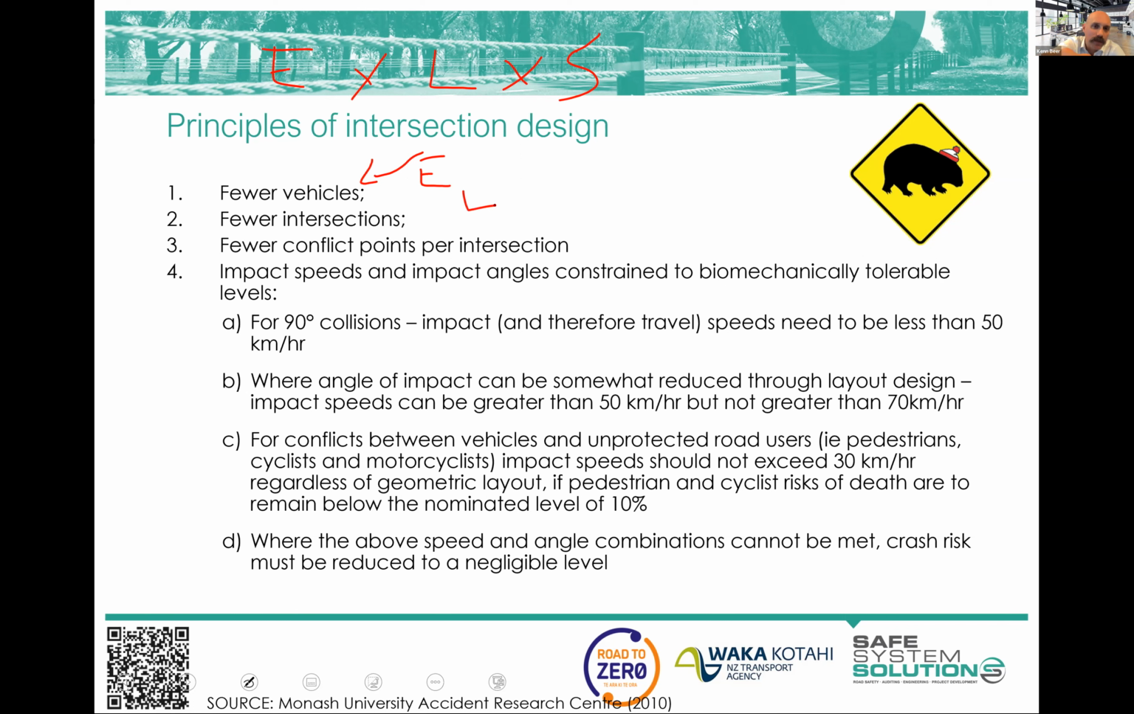Fewer intersections is probably another exposure reduction as well. So can we close off intersections and thus we're not exposed to crashes because there's no intersection there? And we do in New Zealand and across Australia have a tendency to have a lot of free and open access to our network in terms of lots and lots of minor side roads accessing onto larger roads.